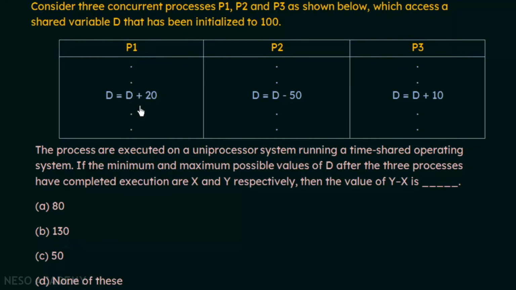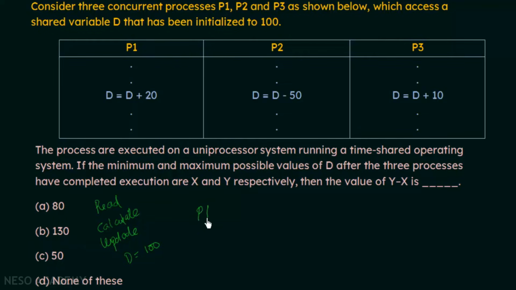First of all, there are many orders in which they can execute. So we have to figure out the order which gives the maximum value and the order which gives the minimum value of d. And keep in mind that the operations that can be performed by these processes P1, P2 and P3 are reading the value of d, calculating the new value of d, and then updating the value of d. P1 is doing this, P2 is doing this and P3 is doing this. So these are the three operations that can be performed: read, calculate and update. The initial value of d is set to 100, as given in the question.